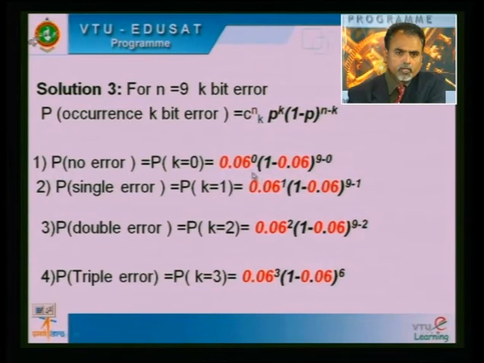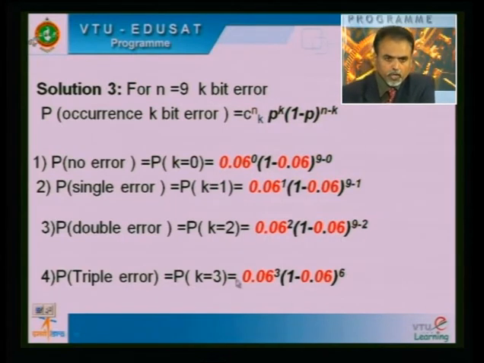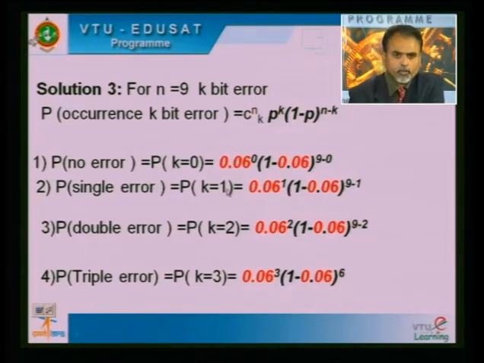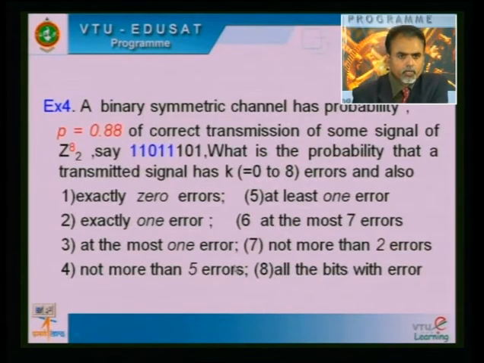For no error, it is 9C0, which I have not written, it is 1. So 0.06 raised to 0, (1 minus 0.06) raised to 9. Here it is 9C1 into 0.06 raised to 1, 0.94 raised to 8; 9C2 into raised to 2, raised to 7; 9C3 raised to 3, raised to 6. 6 plus 3 is 9, 7 plus 2 is 9, 8 plus 1 is 9, 9 plus 0 is 9. This pattern should be followed. Here 9C1, 9C2, 9C3 should be multiplied.